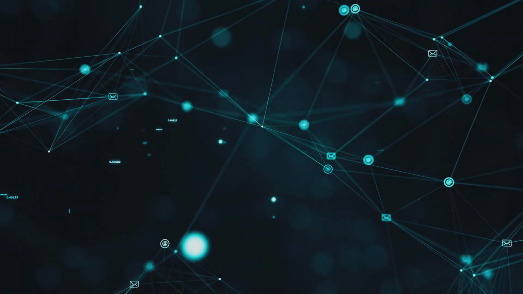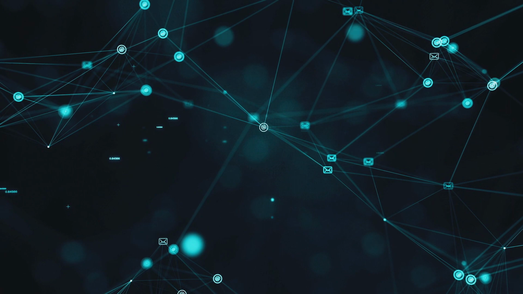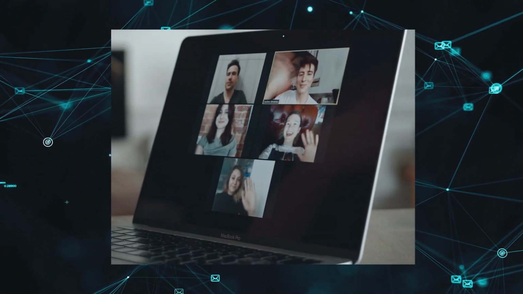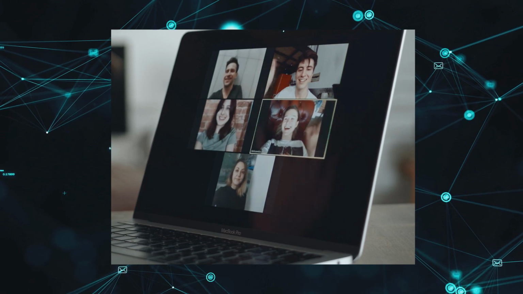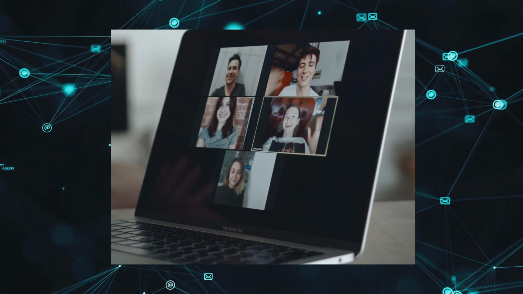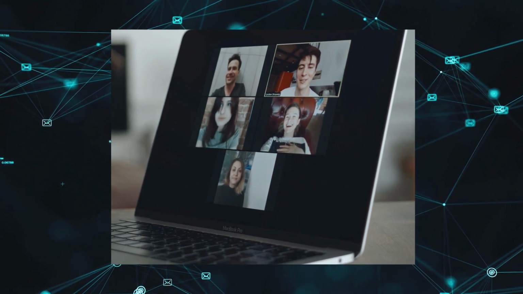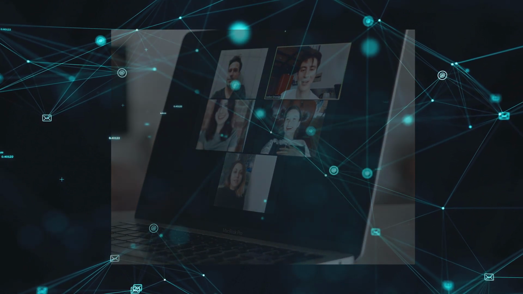Networking is the invisible force that powers our digital lives. It's what allows us to connect with friends and family across the globe, access information instantaneously, and tap into the vast resources of the internet. Without networking, our digital experiences would be limited and isolated.